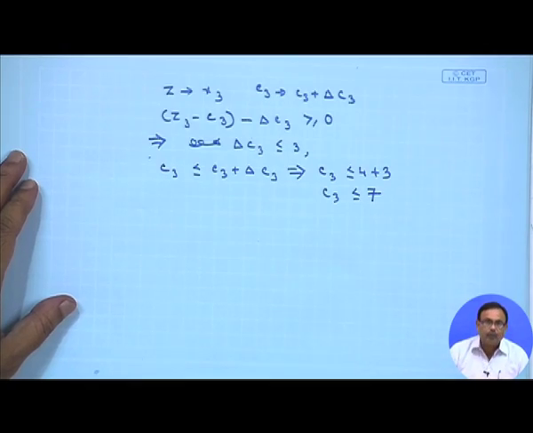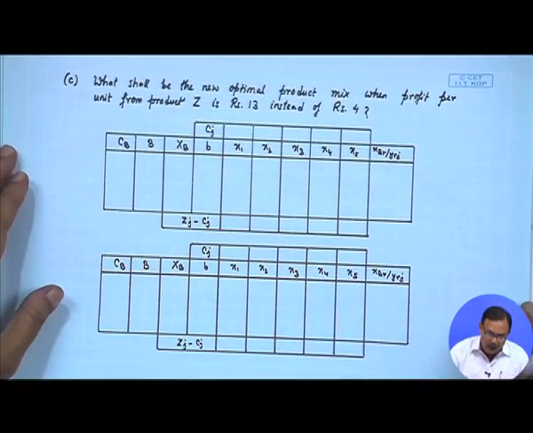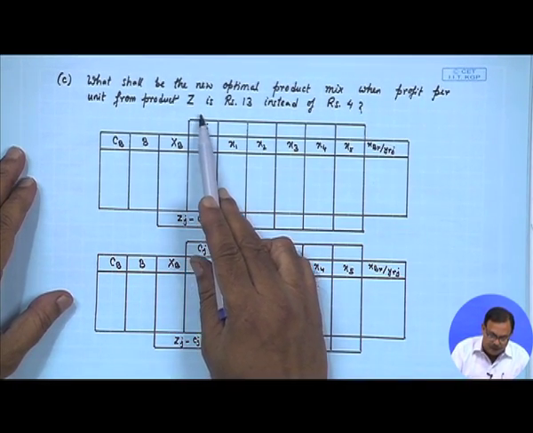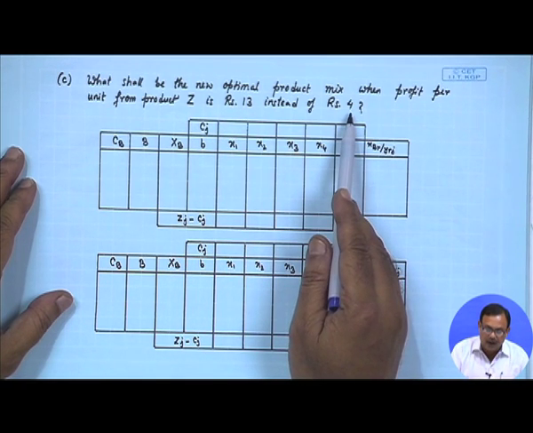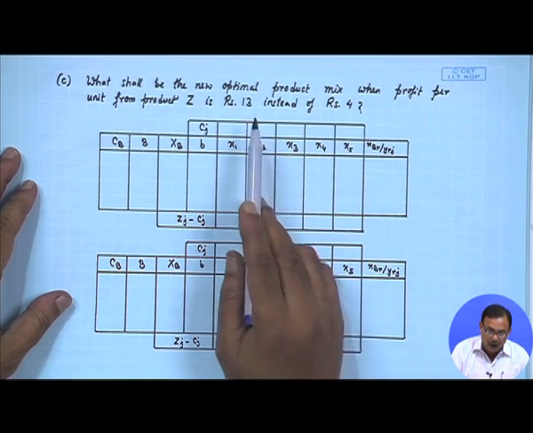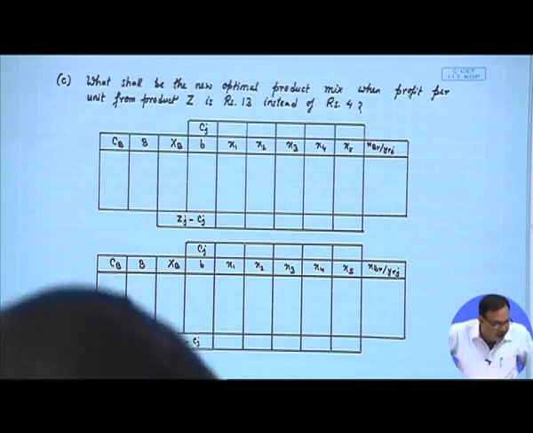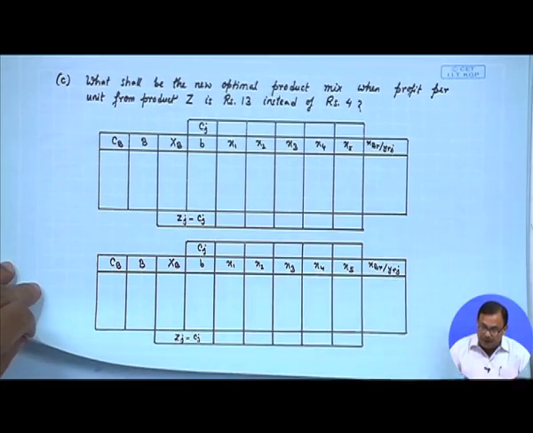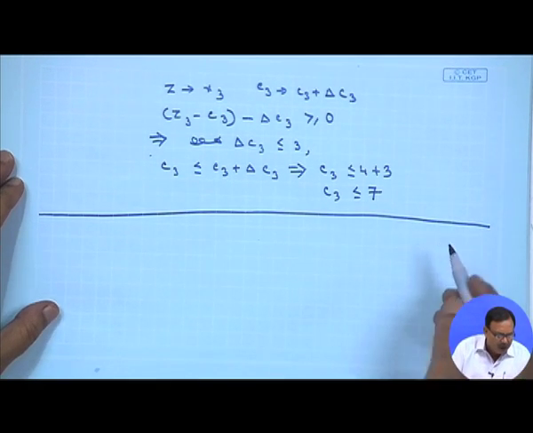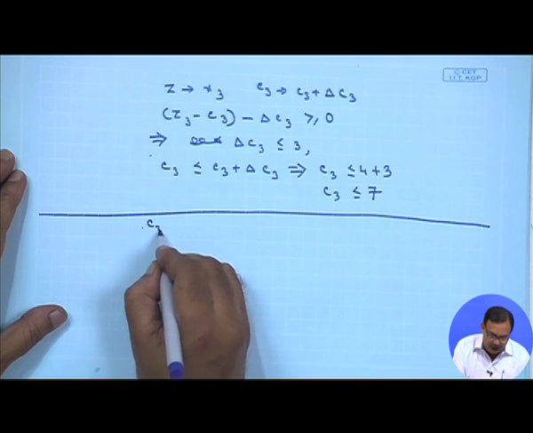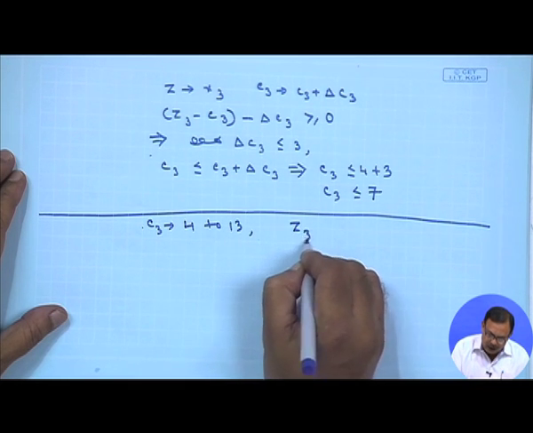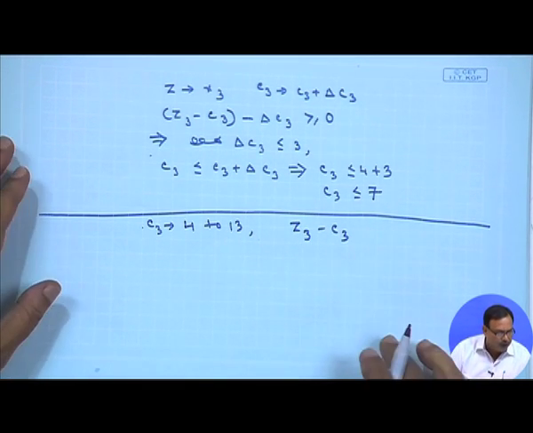Now, come to the third one. The third one is: what shall be the new optimal product mix when the profit per unit of product Z is rupees 13 instead of 4? That is, earlier the per unit cost for product Z was 4. Now, if it increases to 13, what happens? Whenever your C3 is changing from 4 to 13, obviously your Z3 minus C3 will also change.